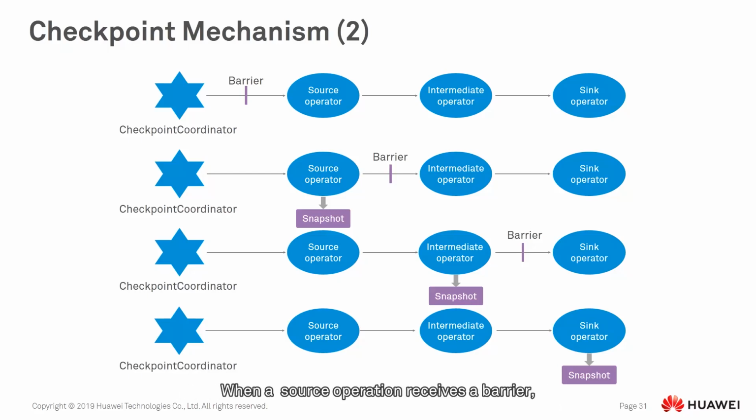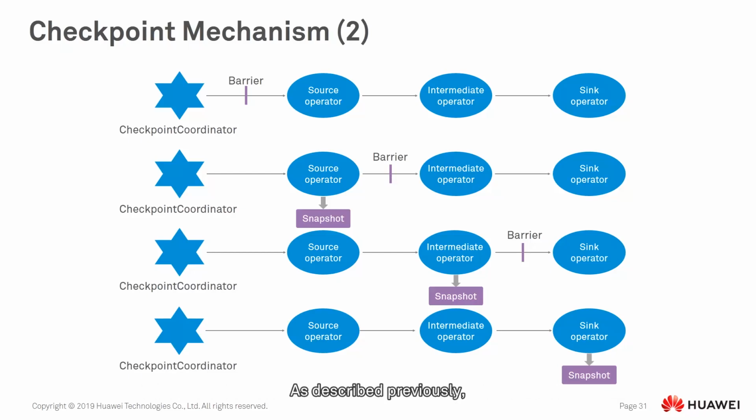When a source operator receives a barrier, it pauses data processing, creates a snapshot of its current status, saves the snapshot to the specified persistent storage, and reports to the checkpoint coordinator that the snapshot has been created. In addition, the source operator broadcasts the barrier to all downstream operators and resumes data processing.